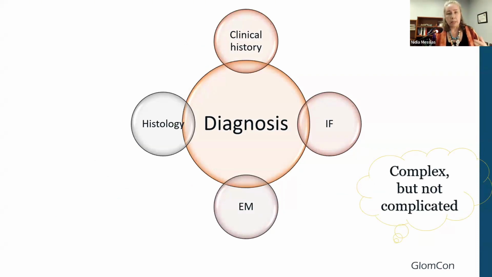When I talk to my trainees, usually I say, well, to give a diagnosis of renal pathology, you have to put together some pieces. Those are the clinical history, histology, immunofluorescence, and electron microscopy. Usually the diagnosis of renal pathology is complex, but it's not complicated. It means that we have to put things together like a puzzle, but it's not complicated because it doesn't have many pieces to put together. It seems to be simple.